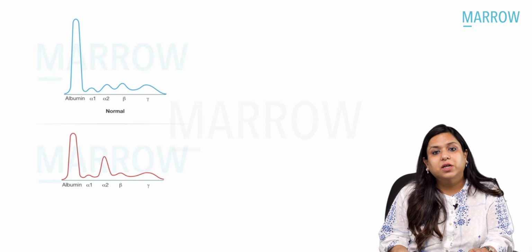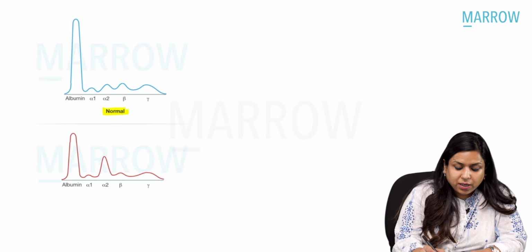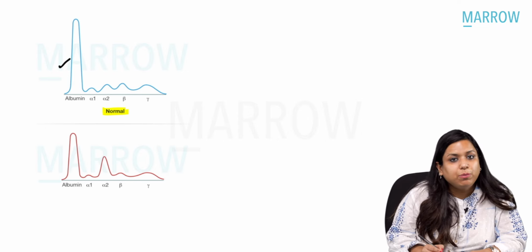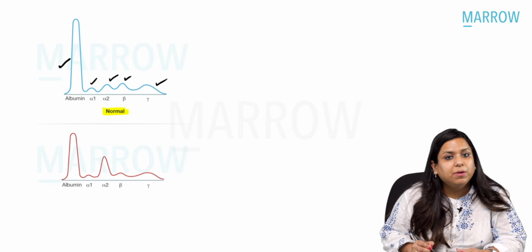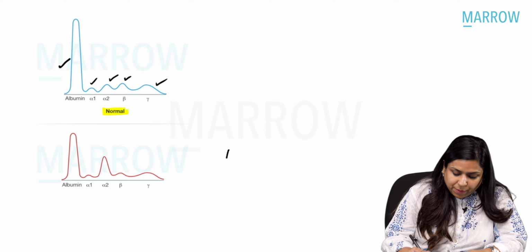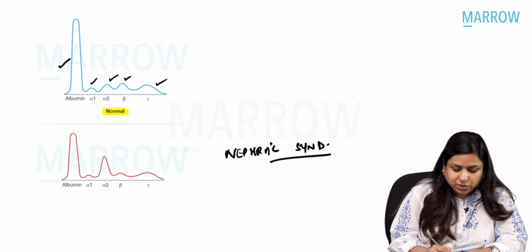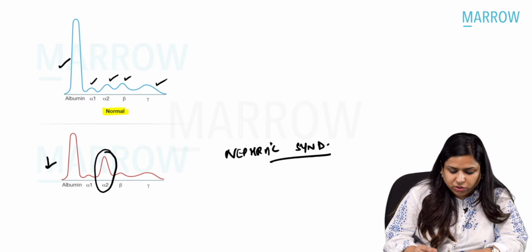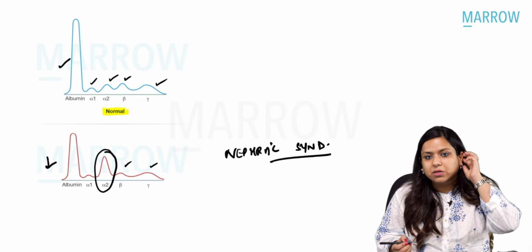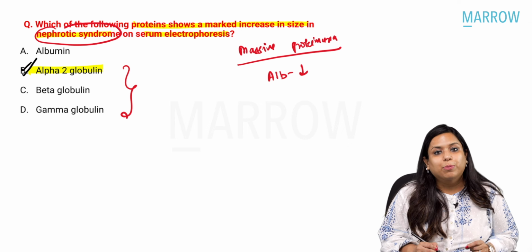Remember this graph which I told you in nephrotic syndrome. This is the normal electrophoresis in a person. This is albumin. Then you have alpha 1, alpha 2 globulins, beta globulin and gamma globulin, right? What happens when my patient has nephrotic syndrome? This is the graph for a patient of nephrotic syndrome. Albumin level is reduced, whereas alpha 2 globulin level is the maximum which is increased. Even gamma and beta will increase. So what is going to be the answer, students? It is going to be alpha 2 globulin, right?